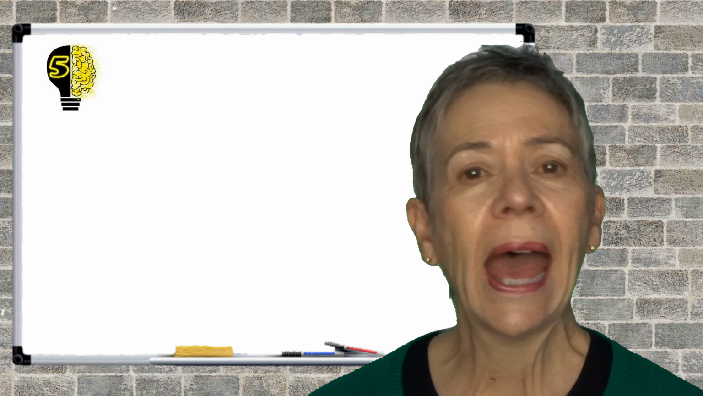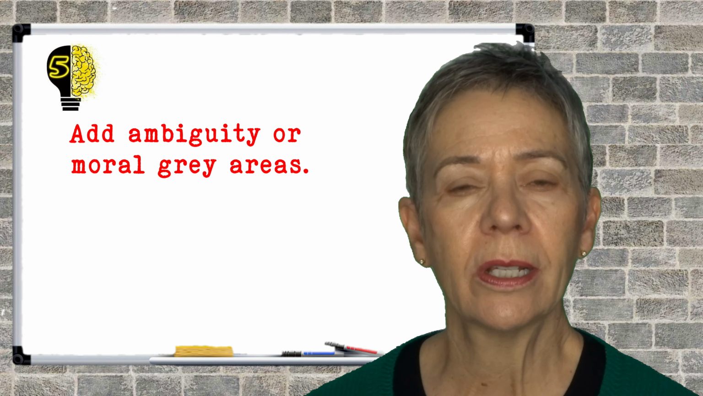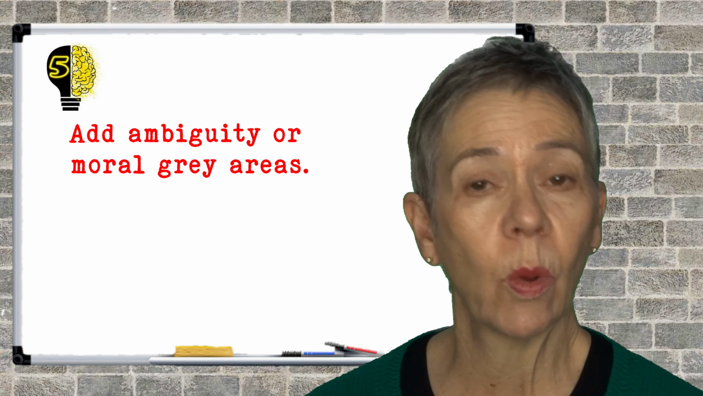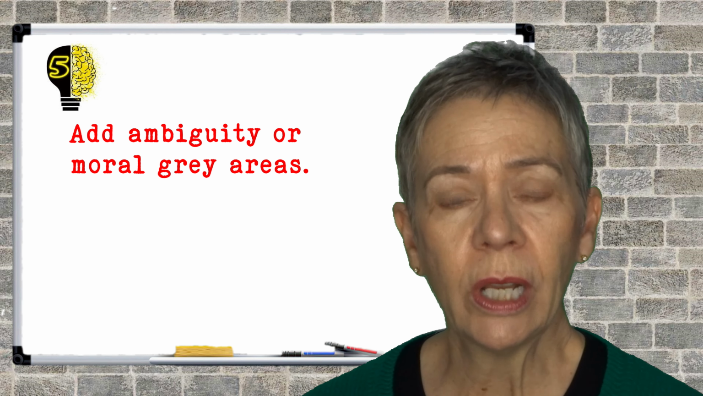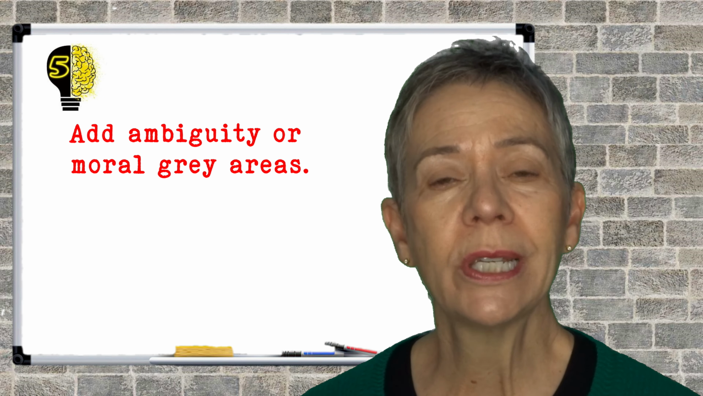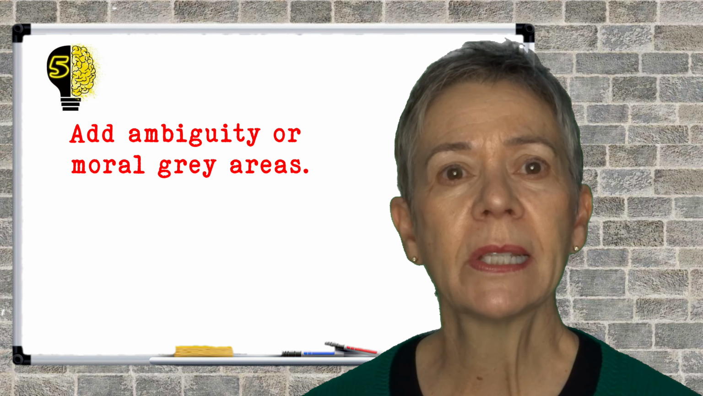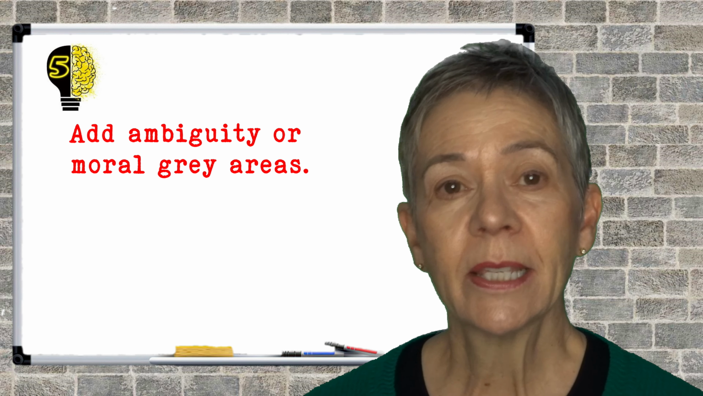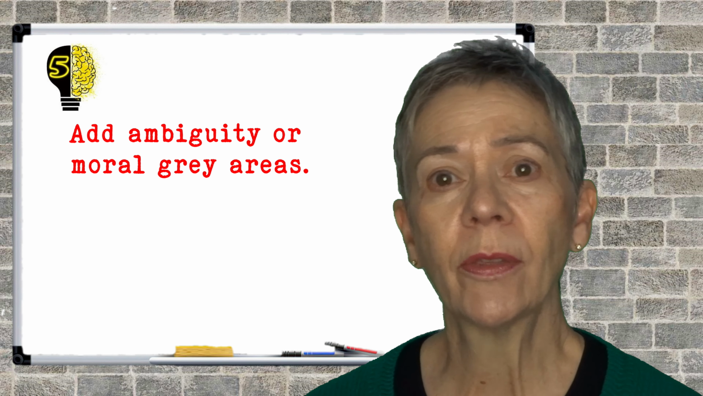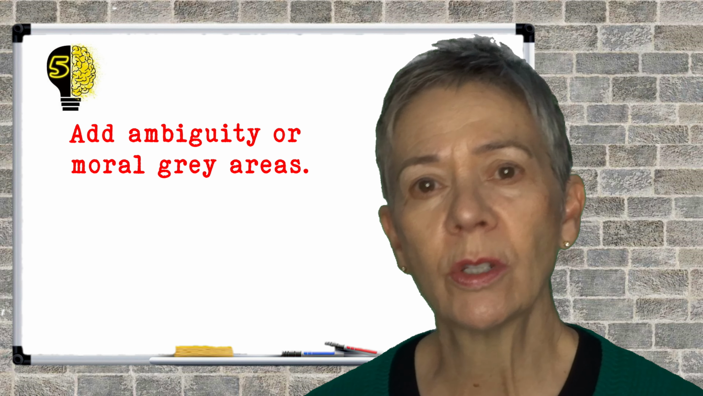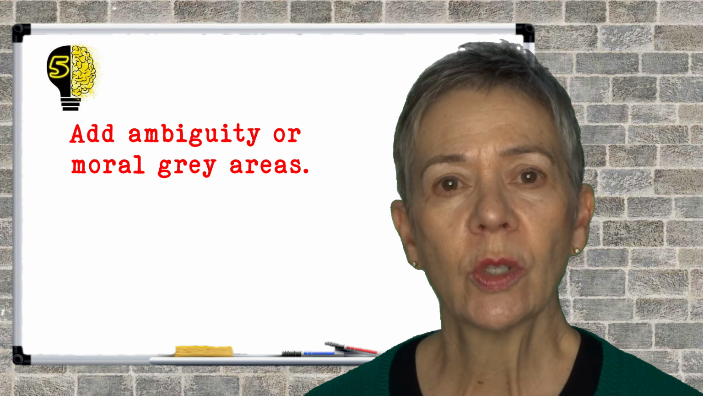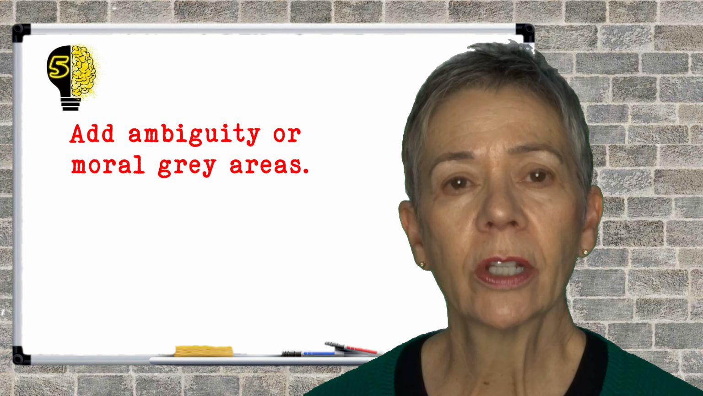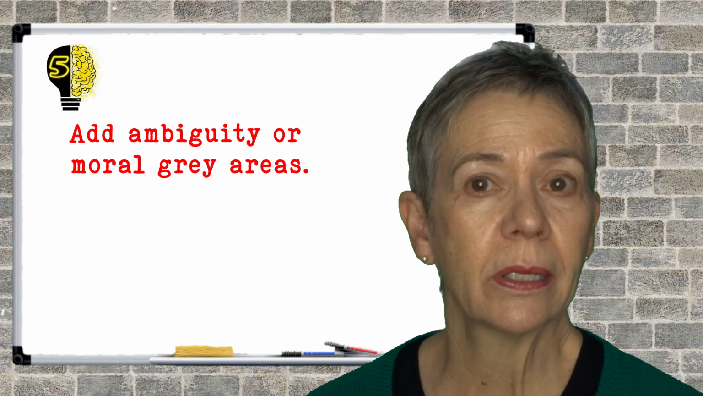Tip number 5, add ambiguity or moral gray areas. This is very interesting. When you have two characters, for example, who are in conflict with one another, by adding ambiguity, you increase the stakes, you increase the tension. What this means is that it becomes less clear to the reader who's right and who's wrong. In some situations, they may see one right and then the other right, or this one's wrong and the other one is wrong. These are the situations where that moral ambiguity allows you to create tension between those two characters that wasn't necessarily there in the first place.